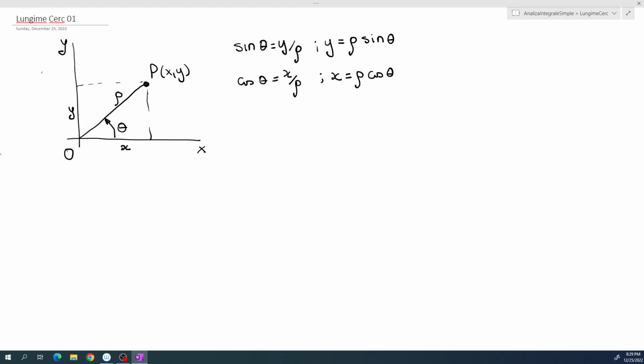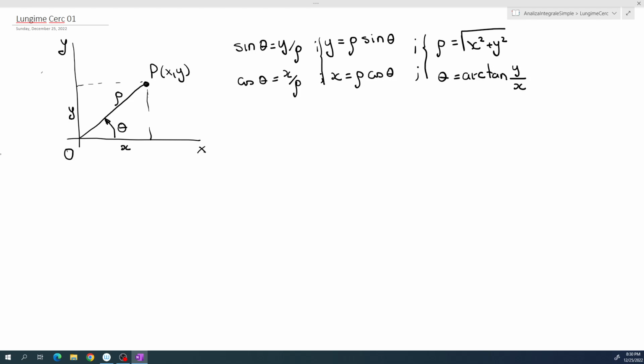If I know Y and X, then I can calculate rho and theta in the following way. Rho is equal to the square root of X squared plus Y squared, and theta is equal to arc tangent of Y over X.